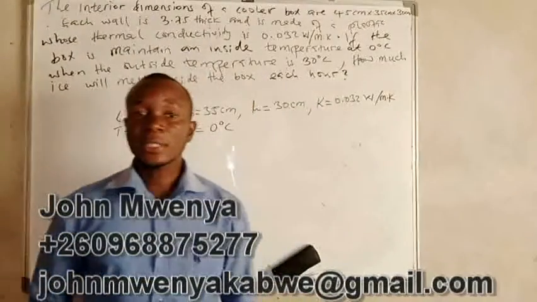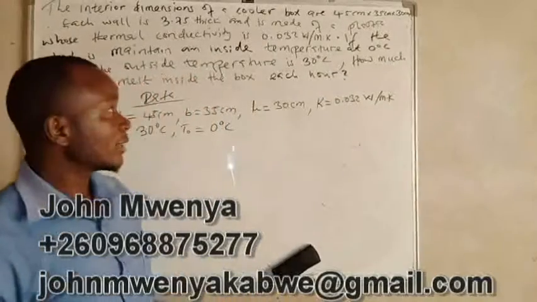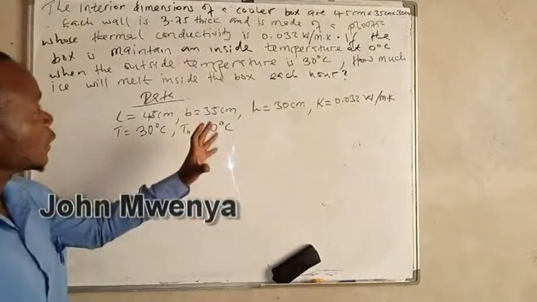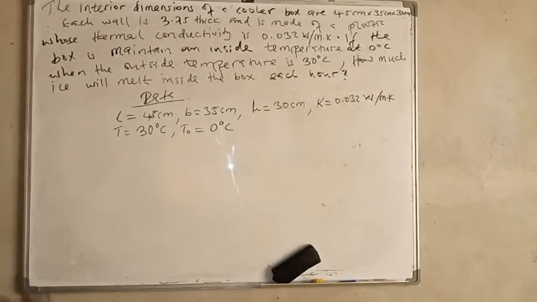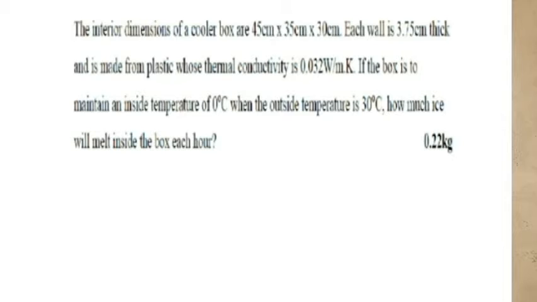Welcome. In this question, we're going to determine the mass of the ice that will melt inside the box after each hour. The question says the interior dimensions of a cooler box are 45 centimeters by 35 centimeters by 30 centimeters. Each wall is 3.75 centimeters thick and is made of a plastic whose thermal conductivity is 0.032 watts per meter per Kelvin.